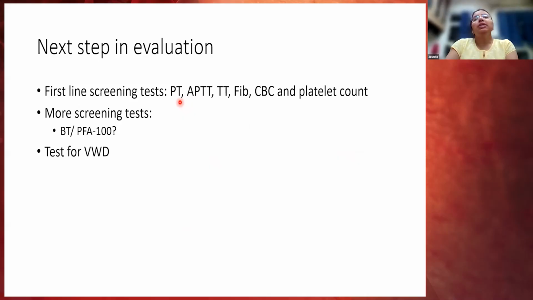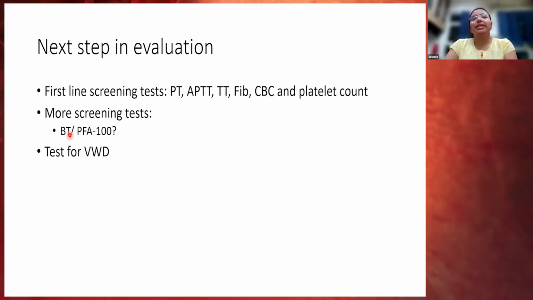The next step is doing a screening coagulogram, which is something which we do for all our patients who come to us with a suspected bleeding disorder. So this will include the PT, APTT, TT, fibrinogen, and a CBC is a very important part because it tells you not just the platelet count, but a smear evaluation also tells you the platelet morphology. It tells you the morphology of other cells, and it also tells you whether the patient has anemia or not. So if a patient is bleeding severely, they can be anemic, and that can again be a sign that you pick up on the CBC.